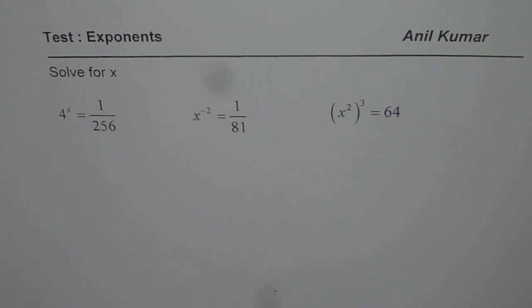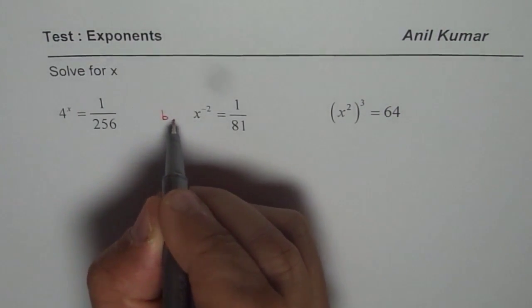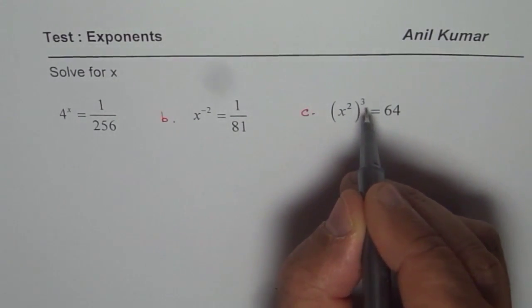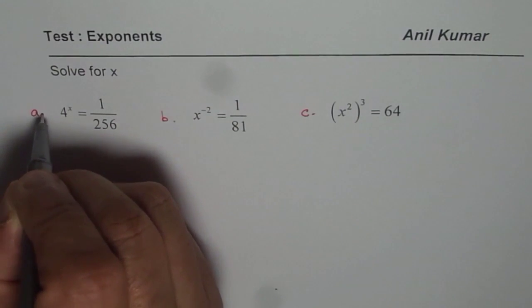I'm Anil Kumar, and here is a question on exponents. We need to solve these equations. First equation is 4 to the power of x equals 1 over 256. The second one is x to the power of minus 2 is 1 over 81, and the third is x squared to the power of 3 is 64, and that's the first one, right?